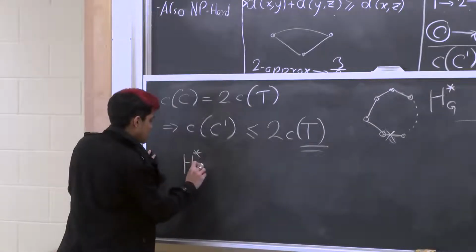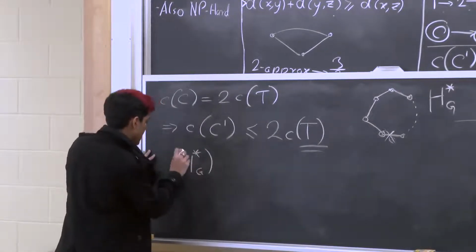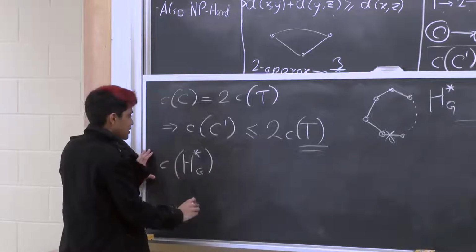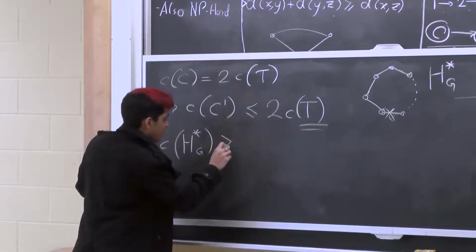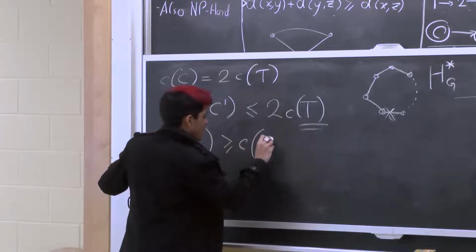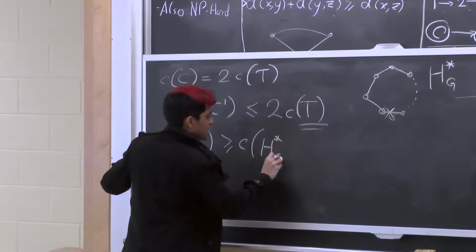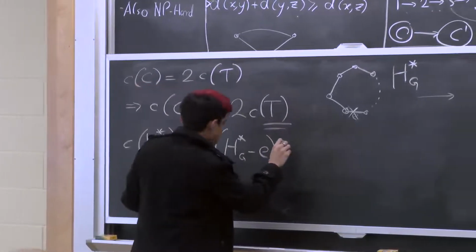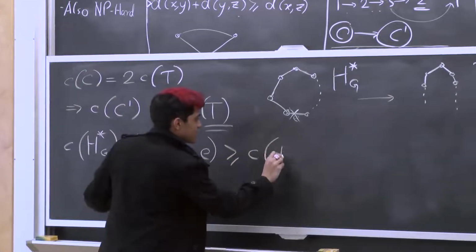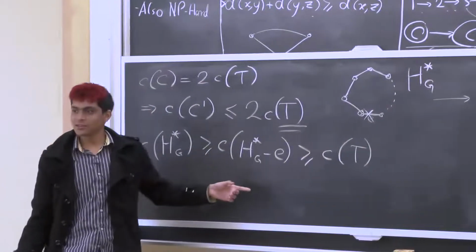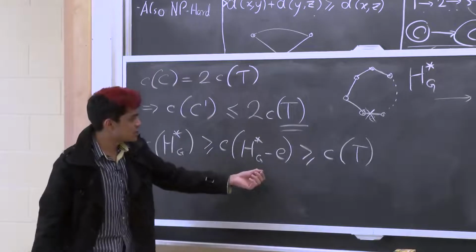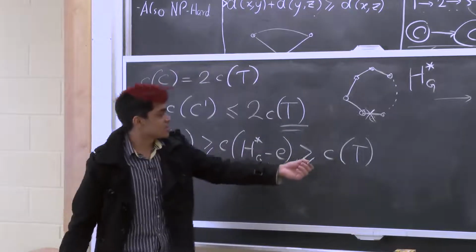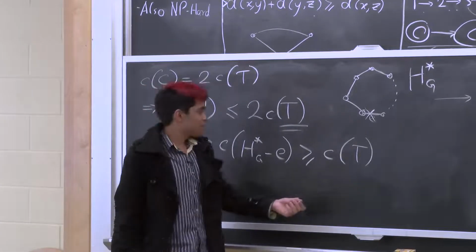H star of G, the cost of H star of G is greater than or equal to the cost of H star of G minus the edge we removed, which is greater than or equal to the cost of T. Make sense? So you removed one edge, and that is still greater than the minimum spanning tree.